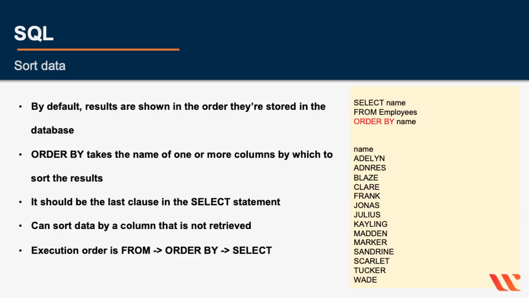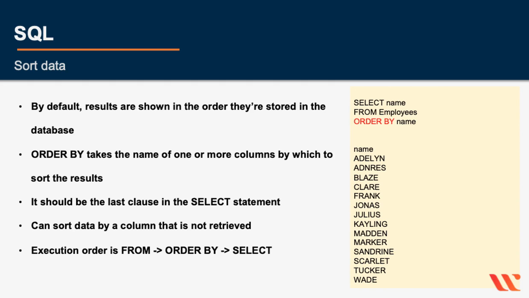Now that we retrieved data, we can sort the data. By default, the results are shown in the order that the data is stored in the database. So the order by clause takes the name of one or more columns by which you want to sort the results by. The order by clause should be the last clause in the select statement.